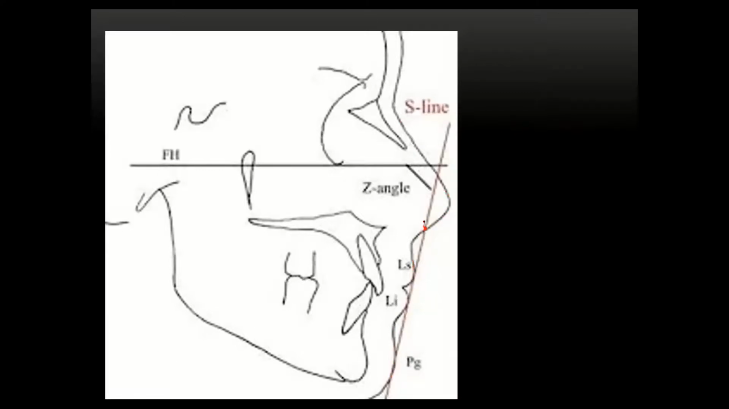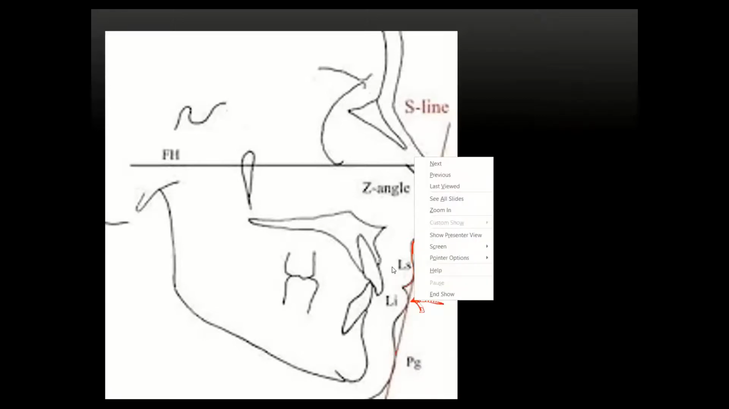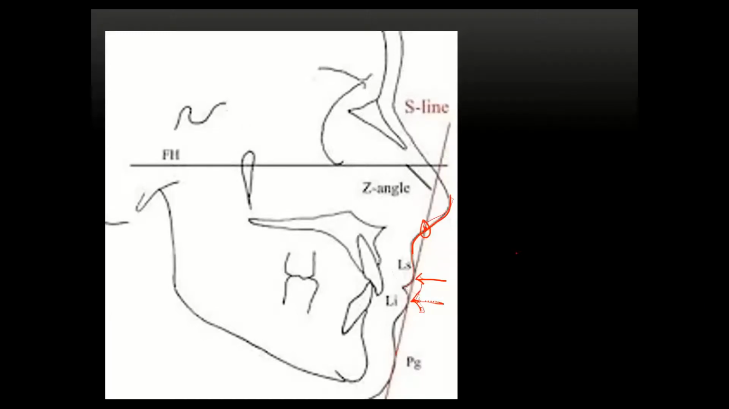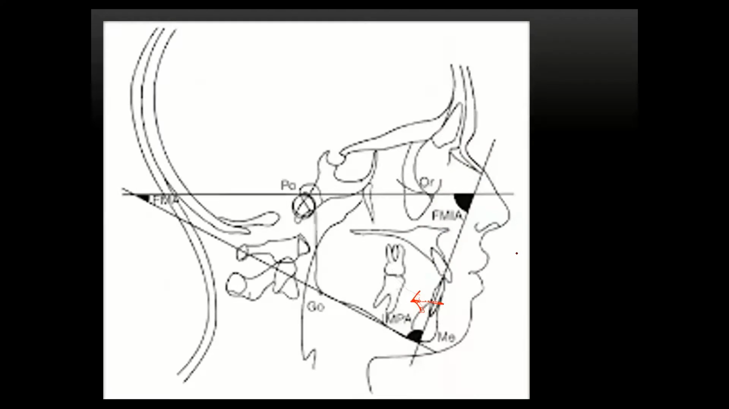So you take the center of this curvature, and you take point Pogonion and you draw a line. This is called the S line. So what is the relevance? The upper lip and lower lip, both these lips should touch the S line. Okay. So upper lip and lower lip, both these should touch the S line. Next analysis that we are going to do is Tweed's analysis.